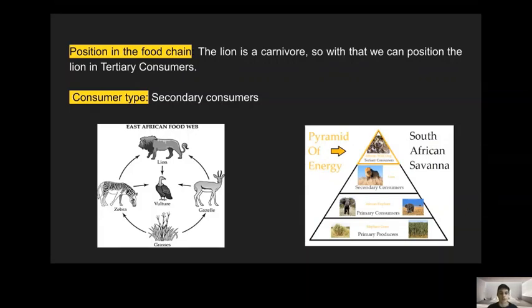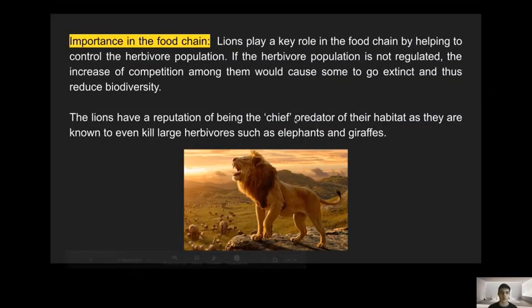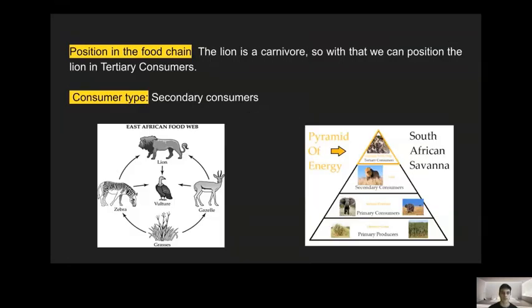The position in the food chain. The lion is a carnivore, so with that we can position the lion in the tertiary consumers. Here's a small diagram of the food chain of the lion. The consumer type that you're considering, secondary consumers. This is a pyramid of energy. I found it on the internet, but it's also in the book. So here it is shown that lions are secondary consumers.